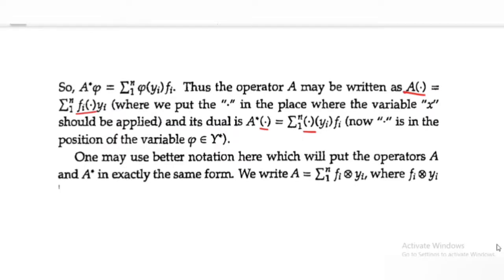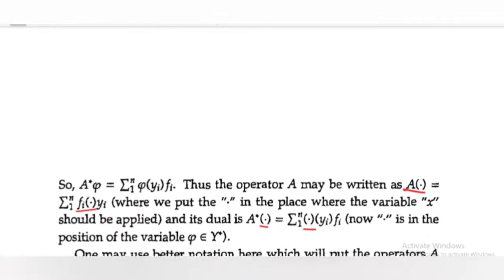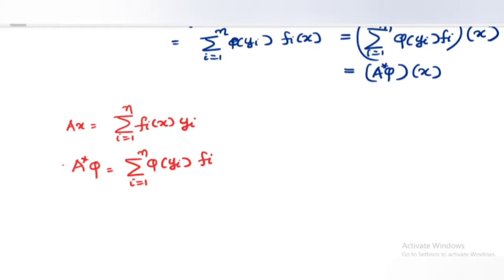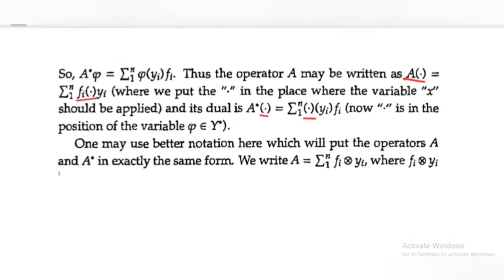Here dot is replaced by phi. Just look at our definition. This is our definition. We are denoting this representation as A equal to sigma i equal to 1 to n of phi_i tensor y_i, and this notation is called tensor product.